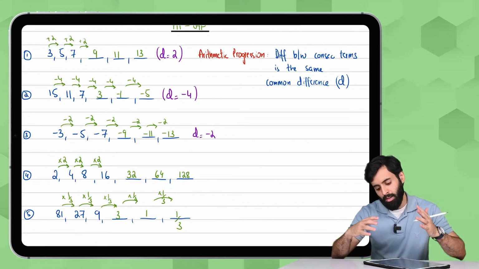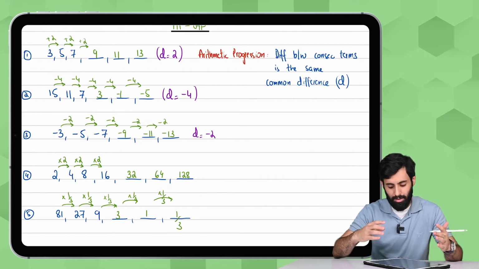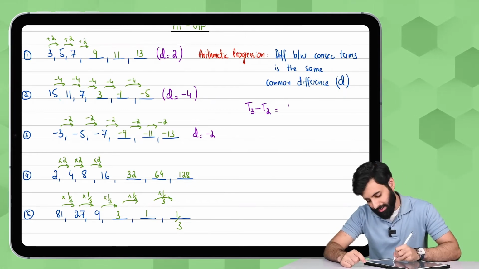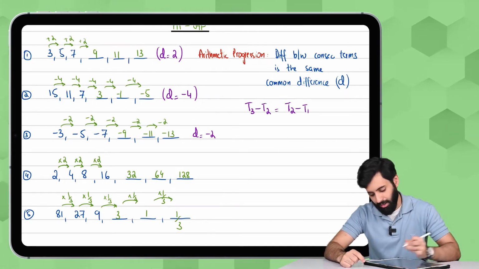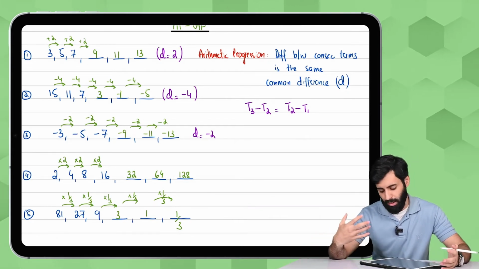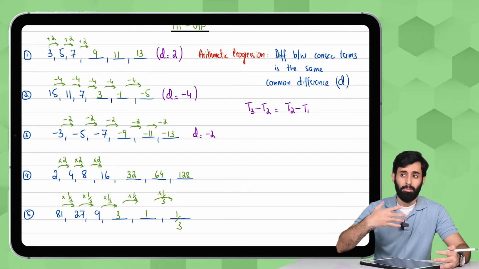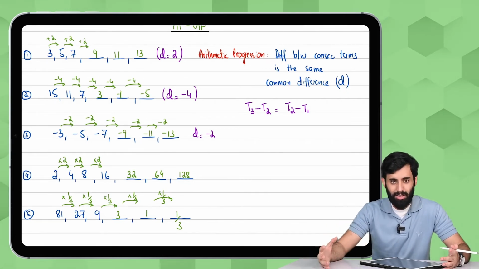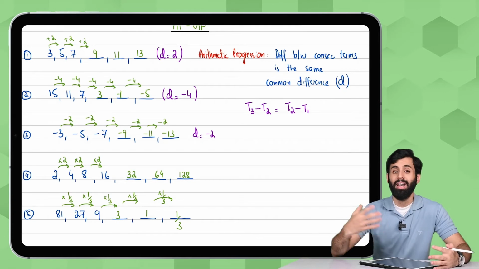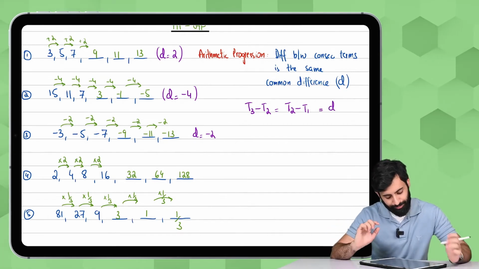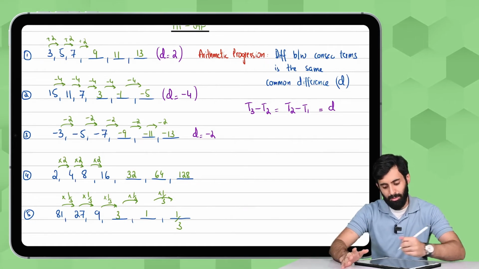Now, one thing that you must know about arithmetic progression is that the difference between the third term and the second term is the same as the difference between the second term and the first term. This could apply to any set of consecutive terms, for example the 5th and 4th, or the 100th and 99th. As long as they're consecutive, the difference will be the same, and that difference will be equal to the common difference. Okay, so that's arithmetic progression for you.